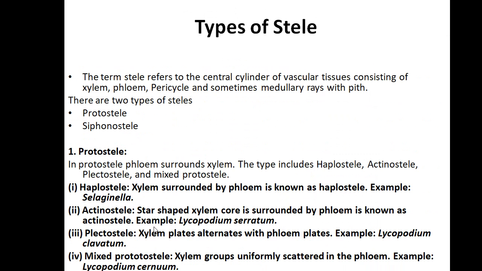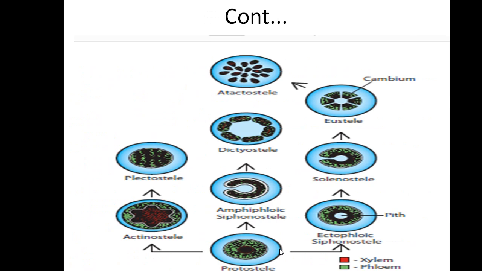Okay. So next I am coming to the type called plectostele. In plectostele, xylem plates alternate with phloem plates, example Lycopodium clavatum. If we look here, this is called plectostele. Look closely and observe here. One plate is green, that is phloem, one plate is red, one plate is green. So it is arranged alternately, which is called plectostele.